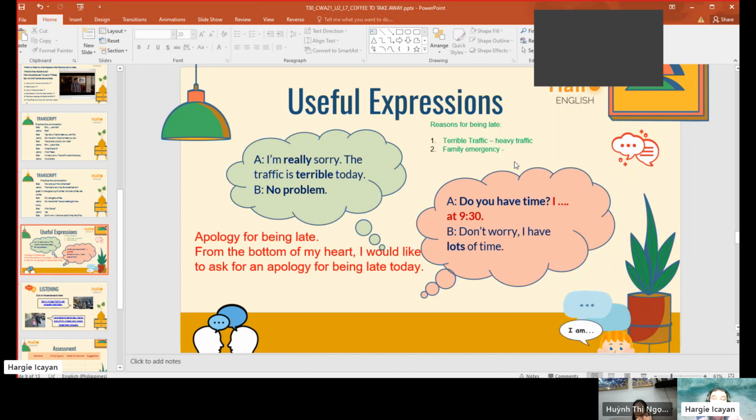Like, maybe you brought your mother, your father, your grandmother, or grandfather to the hospital, right? You bring them because they're suffering from an illness, so that's why you were late. So these particular reasons for being late are acceptable. Why is it acceptable? Because these are emergencies, right? You cannot control the traffic. You cannot control a family emergency, okay? So therefore, it's an acceptable reason for being late.